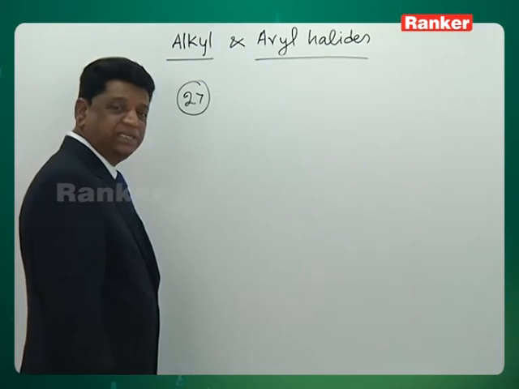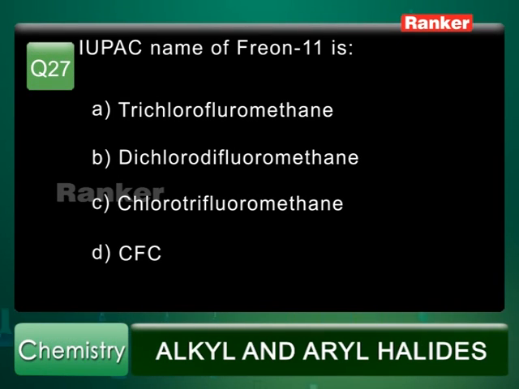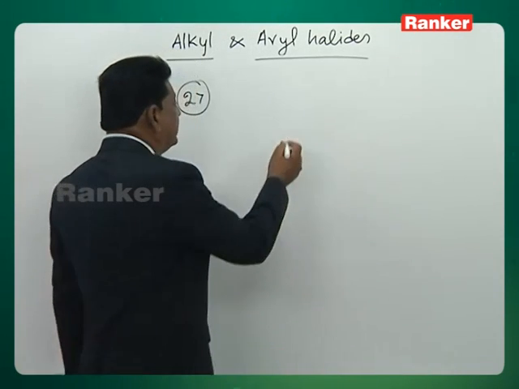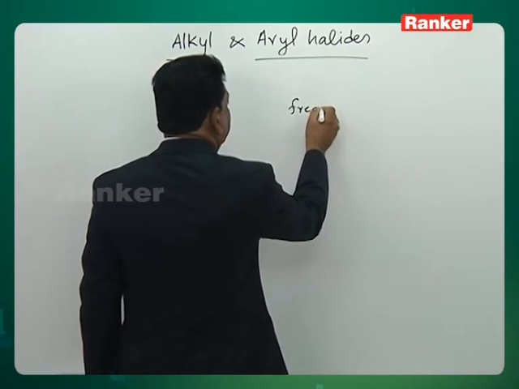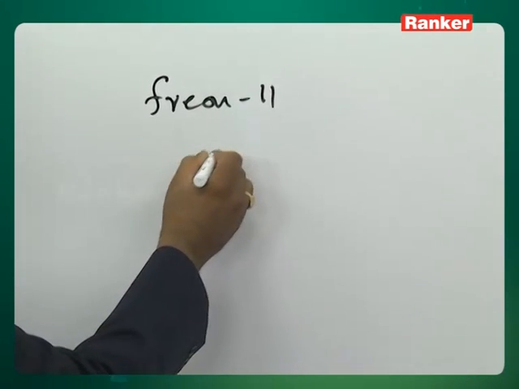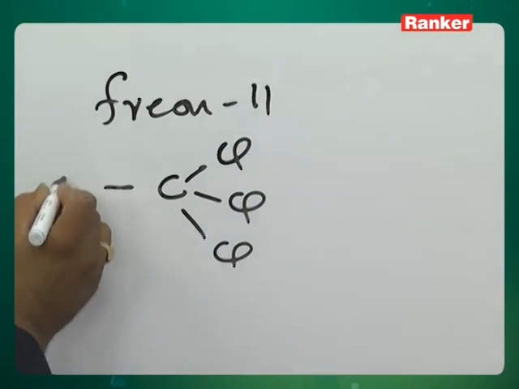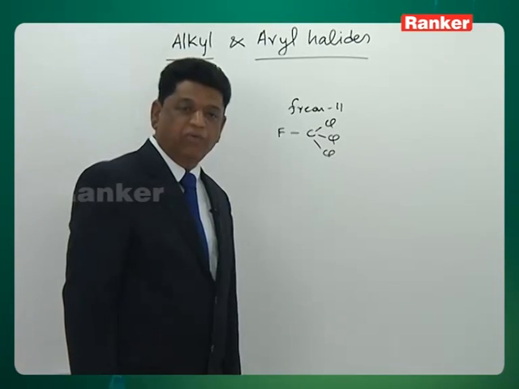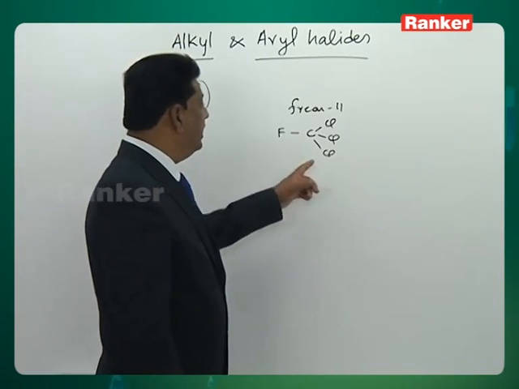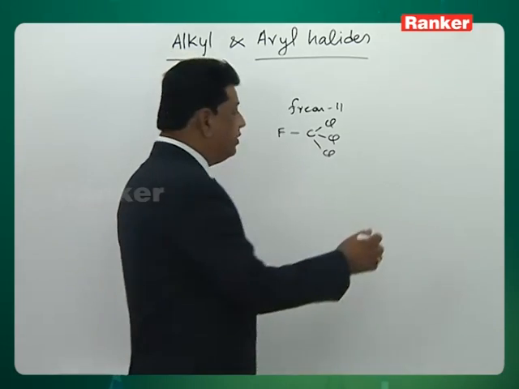So let's go to question number 27. The IUPAC name of freon 11 is asked. Option A is trichlorofluoromethane, option B difluoromethane, option C trifluoromethane, option D is the chlorofluorocarbons. Here it is specifically asking about one specific compound, that is freon 11. It is nothing but CCl4 treated with HF. So a trichloro compound with one fluorine is known as freon 11. So the answer goes to A.